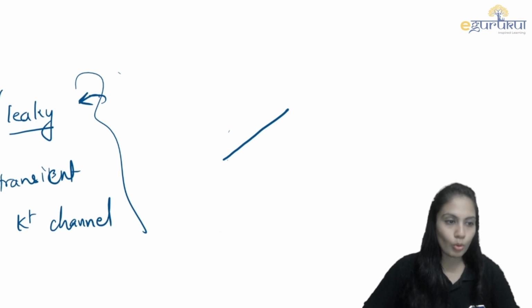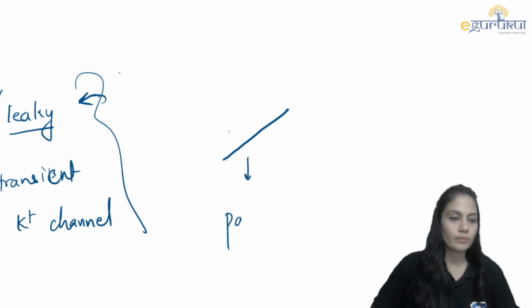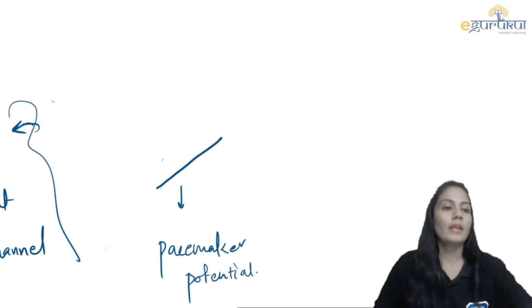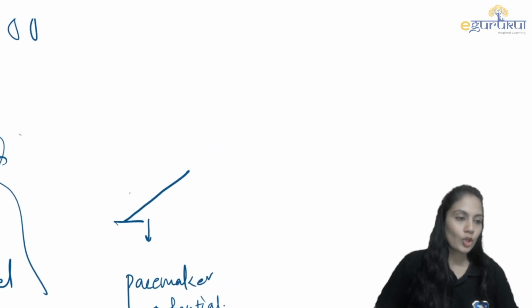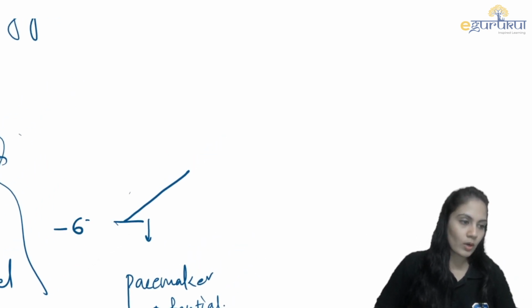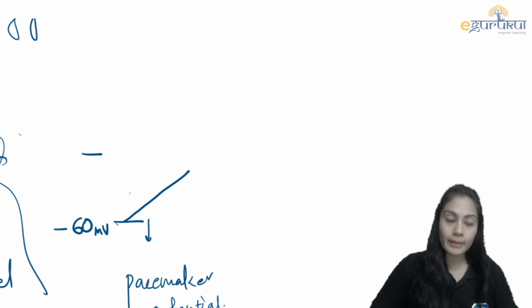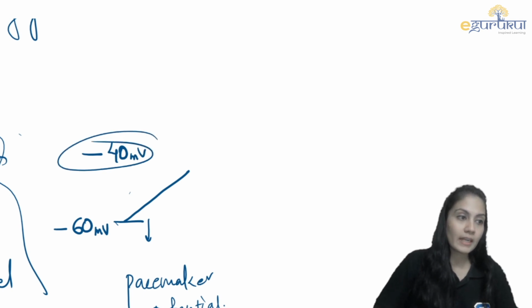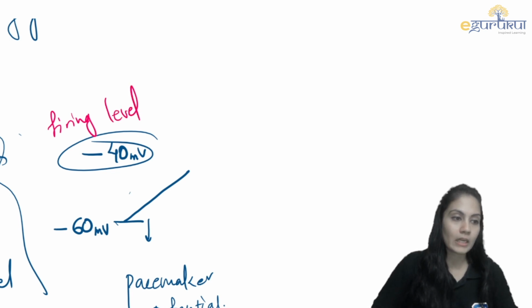So this slope is known as the pacemaker potential. This is the pacemaker potential of the nodal tissue. Usually it starts when it hits -60, and it continues till -40 mV, which is known as the firing level. This level is known as the firing level. Now why is this known as the firing level? Because the firing will start after this.